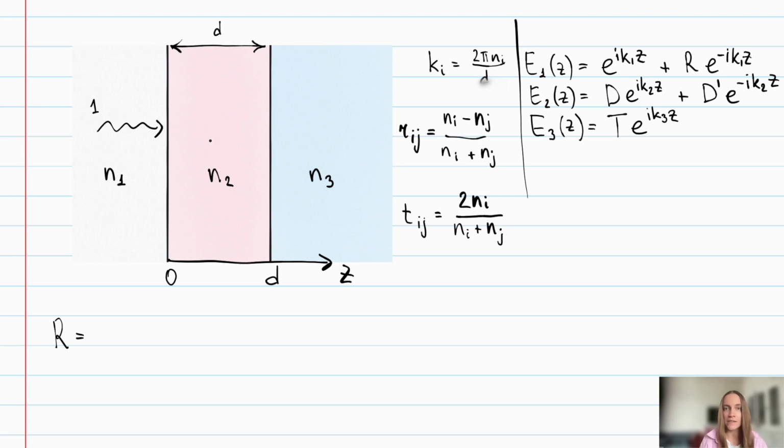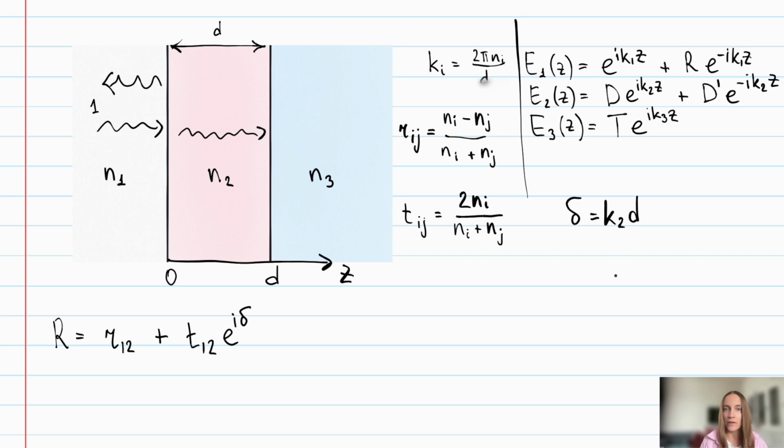A wave is incident from medium 1. It is partially reflected at the first interface with reflection coefficient R12. The rest of the wave is transmitted with transmission coefficient T12 and then it travels through the film, acquiring a phase factor e to the power i delta, where delta equals 2π times 2nd over lambda.